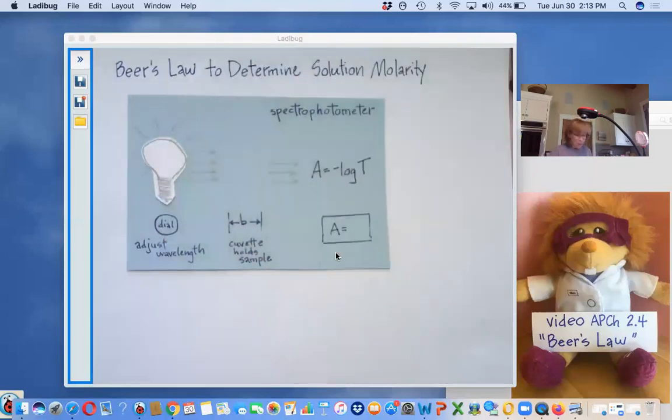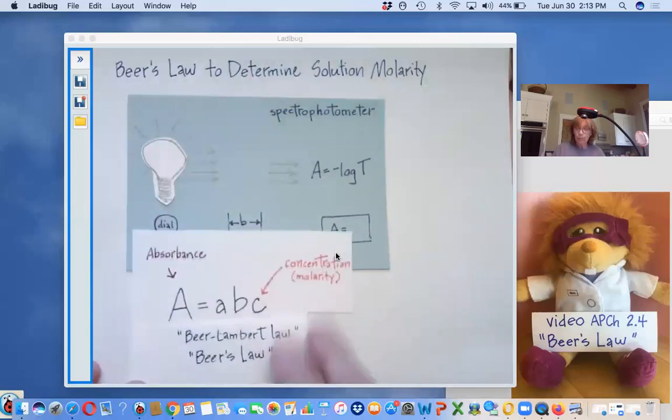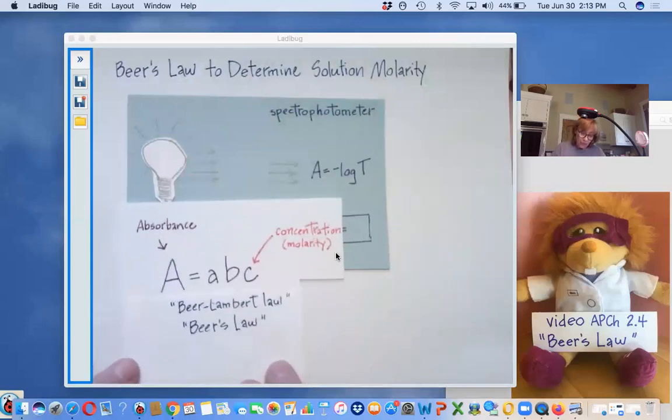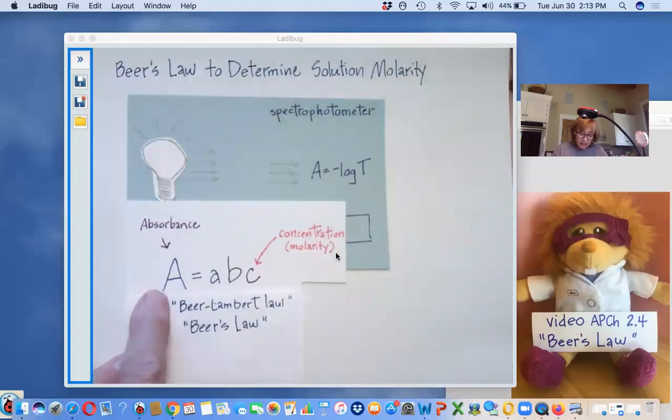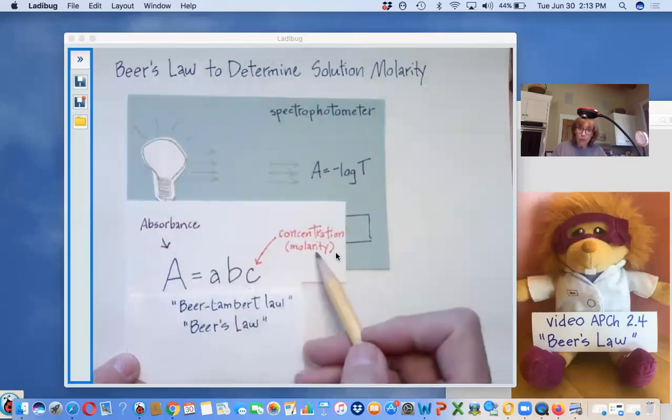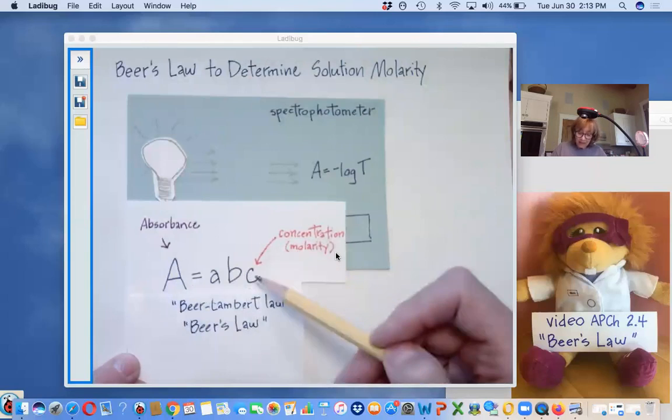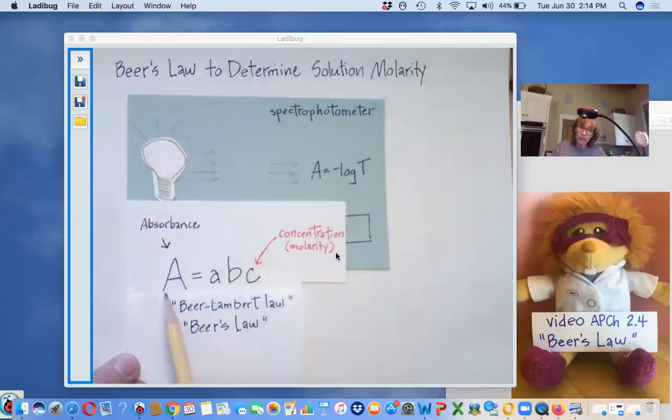Now the actual statement of Beer's law looks like this. Beer's law, also known as the Beer-Lambert law, but almost everybody just calls it Beer's law, tells us that absorbance is equal to ABC. C is the concentration or the molarity. So as this number C gets bigger and bigger, absorbance gets higher and higher.